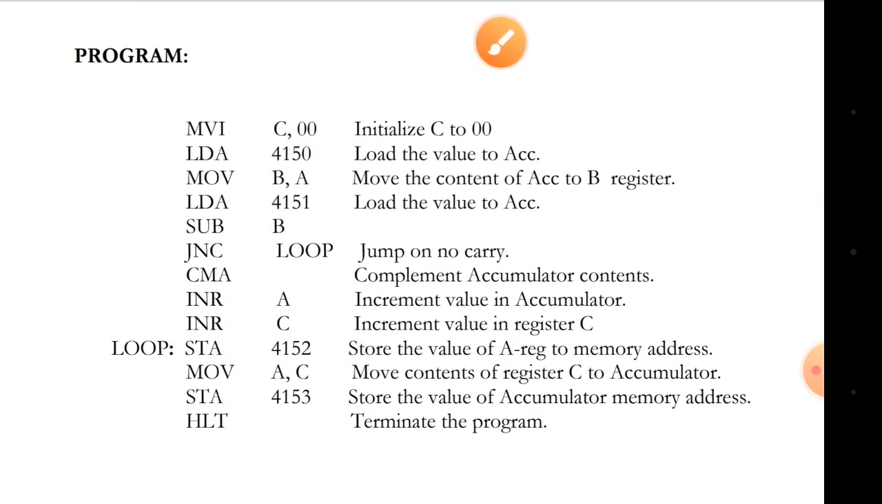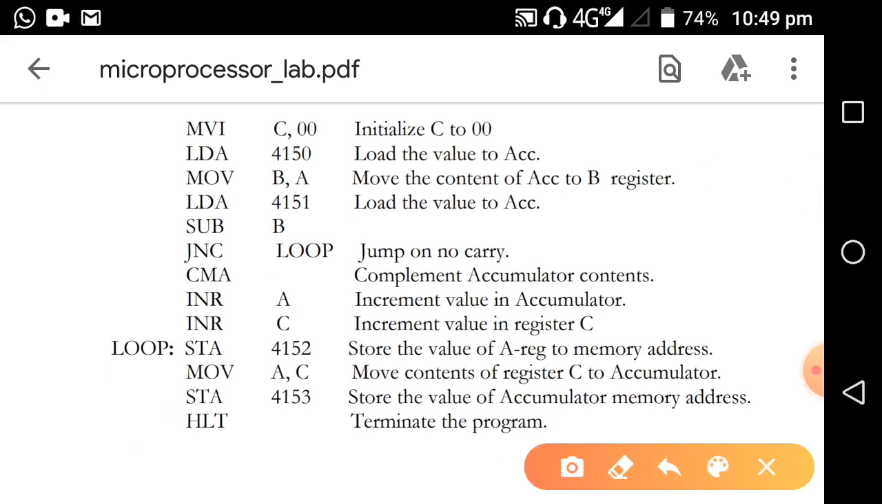In this program, we have used the C register. This C register is used to store the presence of the borrow: if there is no borrow it is 0, and if there is a borrow it is 1. Okay, so to store the borrow, the content of the C register should be 0, so we first initialize the C register to 00H. That means we have to clear the content of the C register.